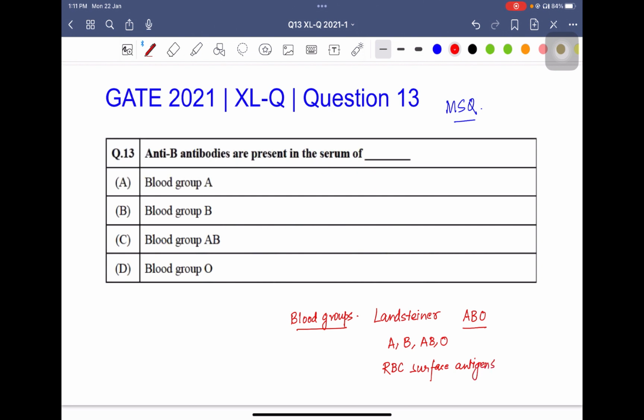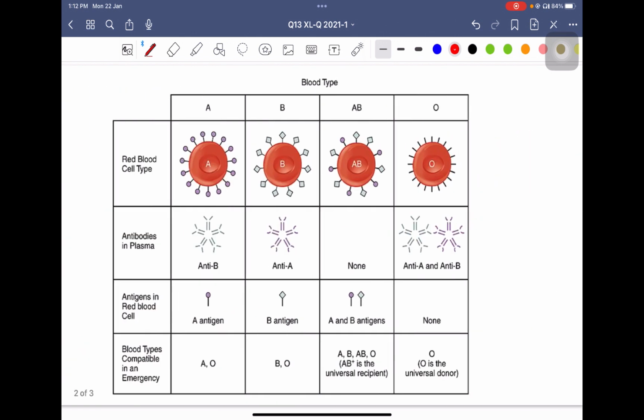RBC surface antigens. These surface antigens are usually glycoproteins, and there are actually two types of antigens, A antigen and B antigen. Now we will discuss how these two types of antigen can form the four different types of blood groups. So these are the four different blood groups, A, B, AB, and O.